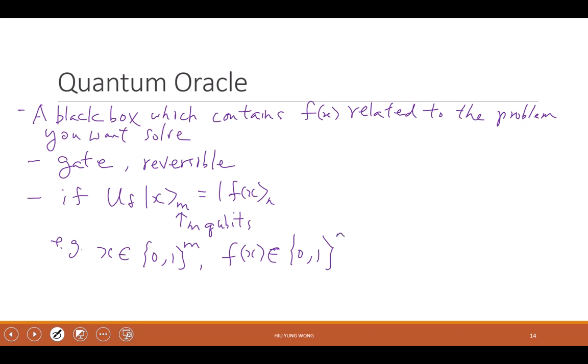Why can't I have this? Can you tell me why? Why can't I have n not equal to m? My input has m qubits, right? Can I have an oracle, which is a gate, where the input is m qubits and the output is n qubits? Is it possible? Why not? Is that a mismatch in Hilbert space, or is it not reversible? You cannot go back, right? And if it's not reversible, it's not unitary.